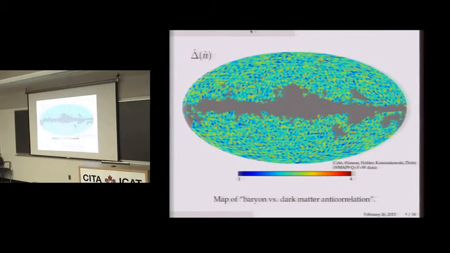So you can do that with the WMAP data, and you get this map. This is a map of the baryon versus dark matter anti-correlation. If you saw large hot or cold spots in this map of this delta parameter, which gives the magnitude of the isocurvature mode, you would be seeing that in that patch of the sky, it looks as though baryons don't trace dark matter, right? They're anti-correlated.